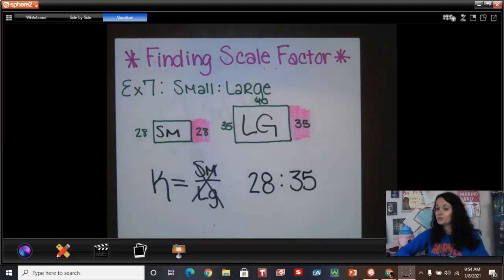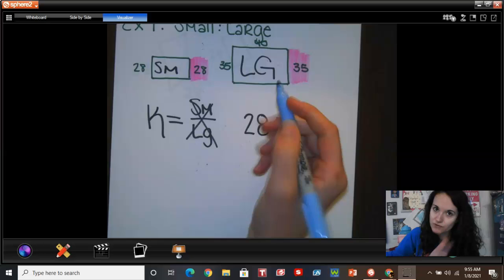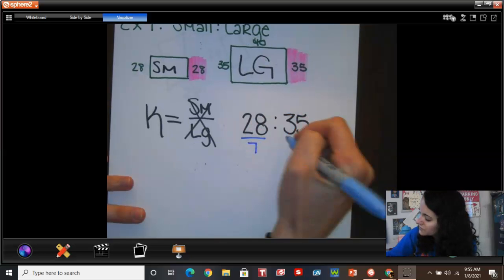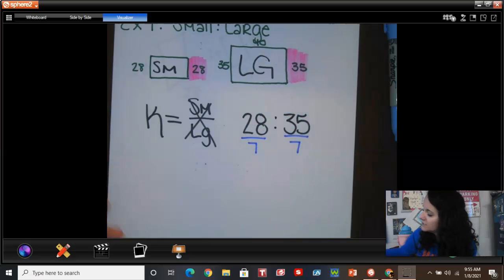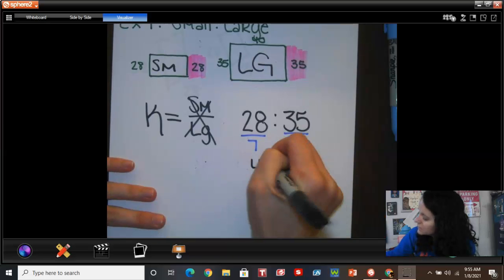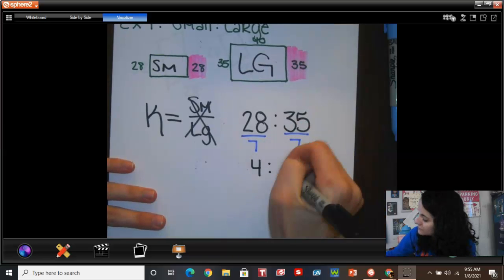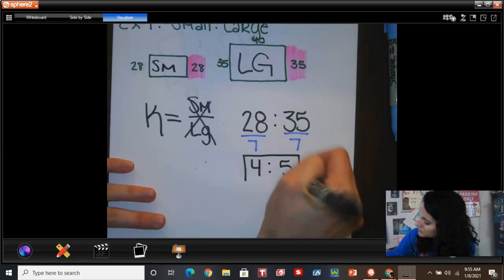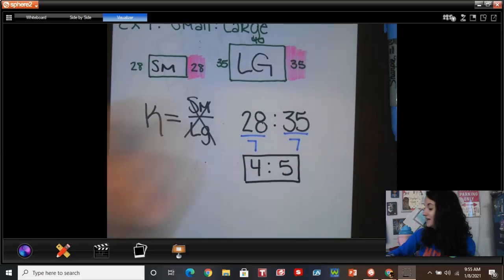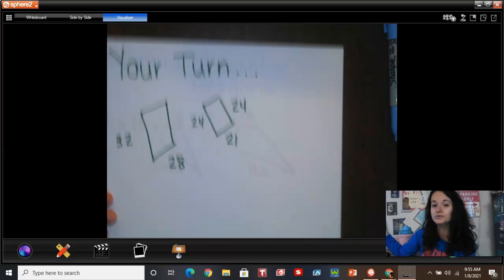Done. Nope, because these can simplify. So what can divide by 28 and 35? Well, let's see. 5 can't divide by 28. Can 7? Why, yes, it can. Both of these are divisible by 7. It's kind of like simplifying a fraction. You're just finding what they're both divisible by. So 28 divided by 7 is 4. 35 divided by 7 is 5. So that's your scale factor. Okay? All right. Your turn.